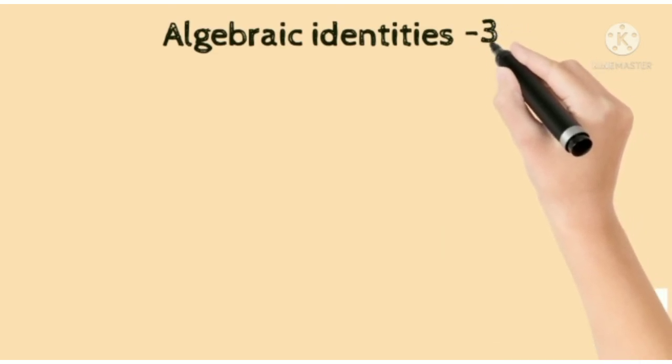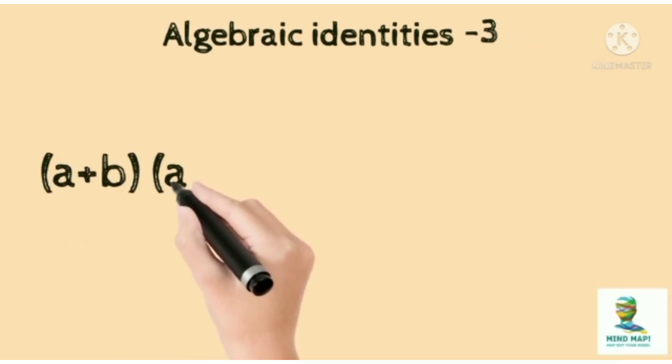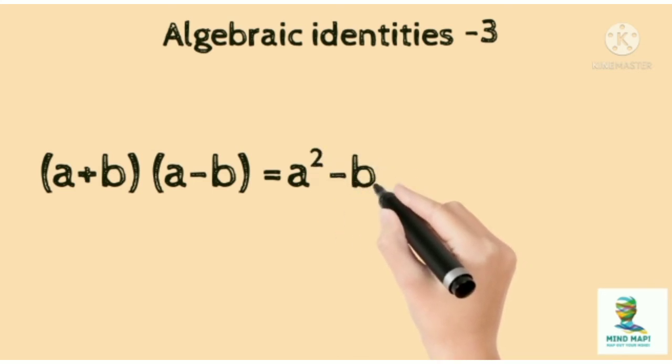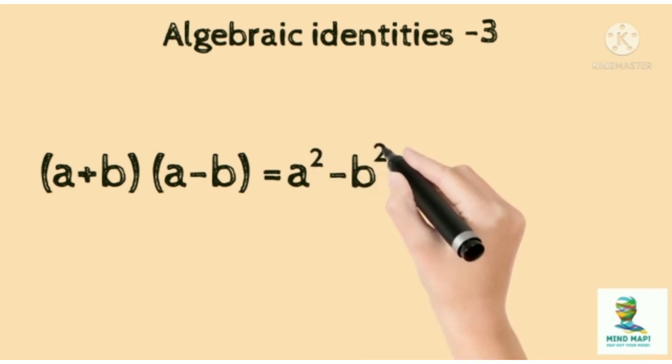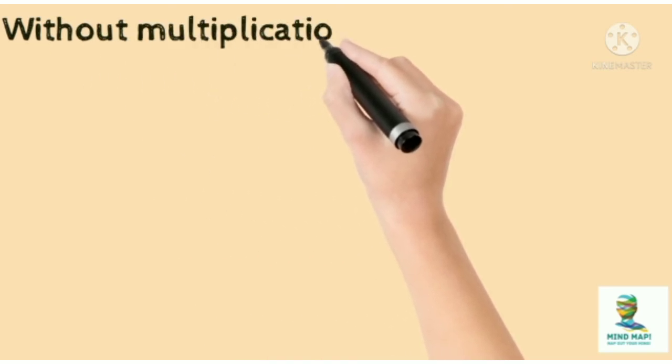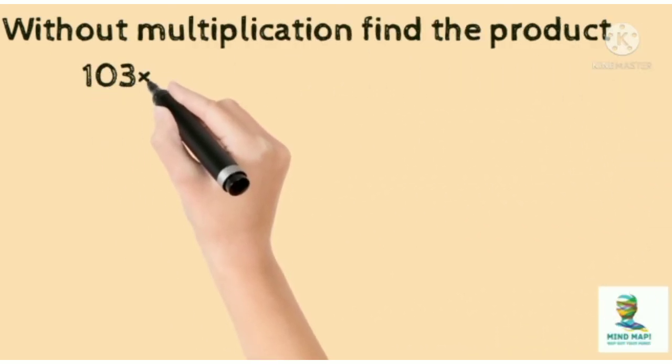Let's head to the third set of formula in algebraic identities. The formula goes like (a plus b) into (a minus b) gives you a square minus b square. Again, this is the third most important formula to be studied. So let's solve how to find the product using this formula.